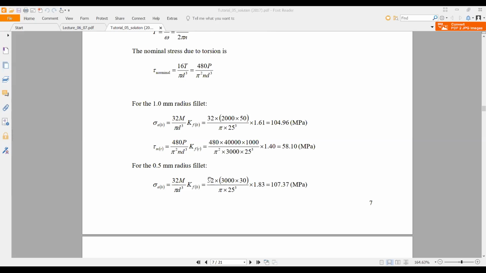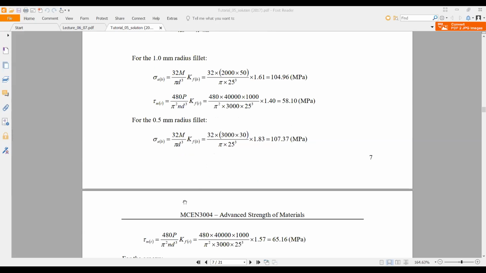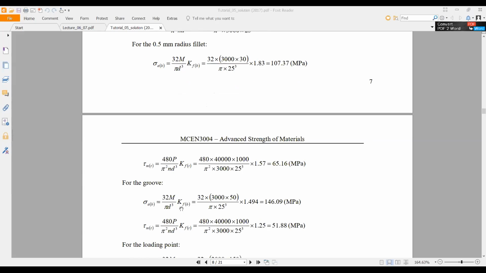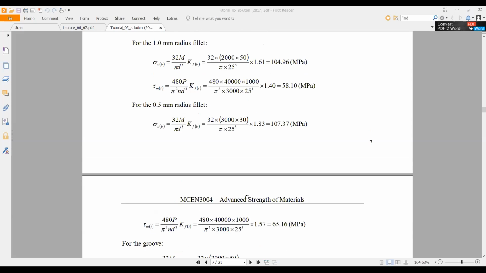You can see other values are the same, and tau m, same equation in here, but KFT, you can see only KFT is changing, other things the same. Due to the fillet only, that Kf value will be changed, and for the groove, same equation, only the bending moment changes.